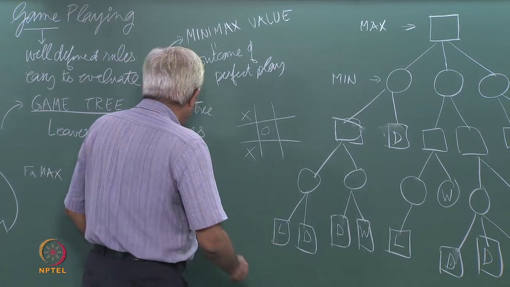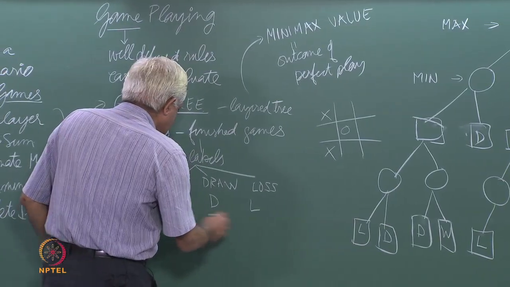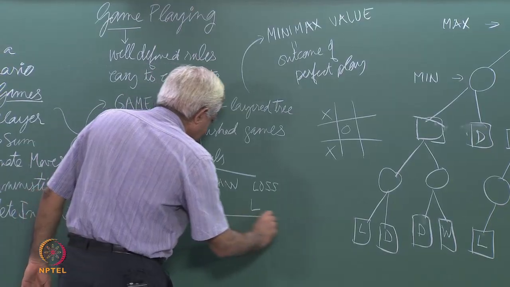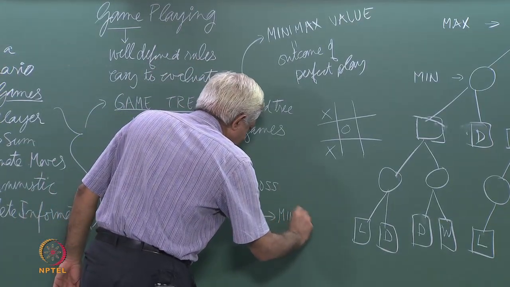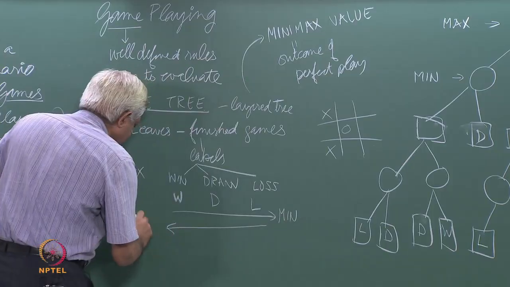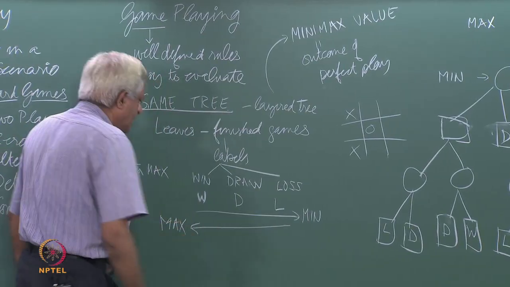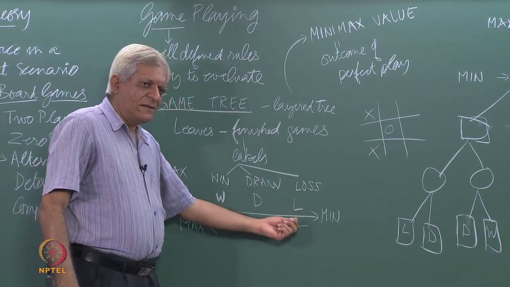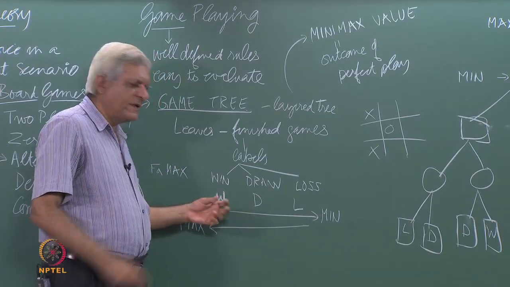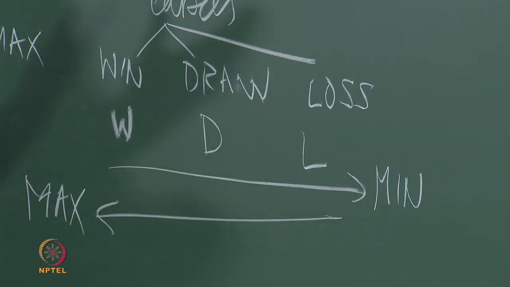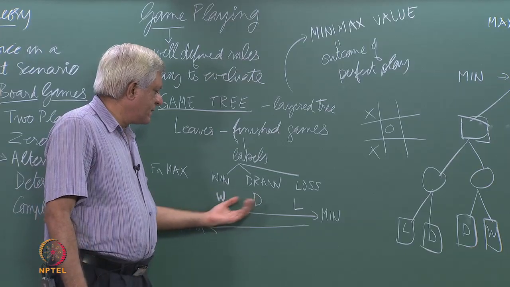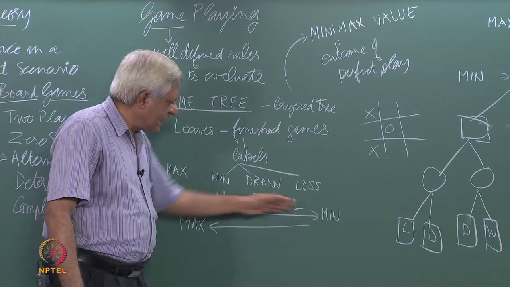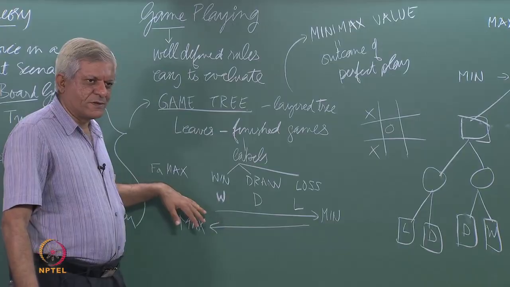So, for min the order of preference is this, for Max it is this, which means min will prefer L to a D. If it can see an L and a D, it will take L. Min will always choose the rightmost, Max will choose the leftmost.